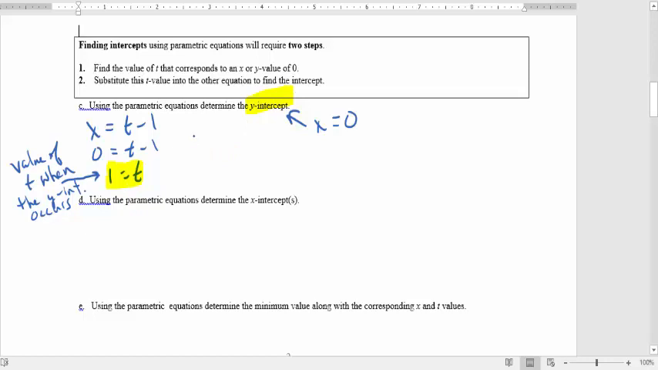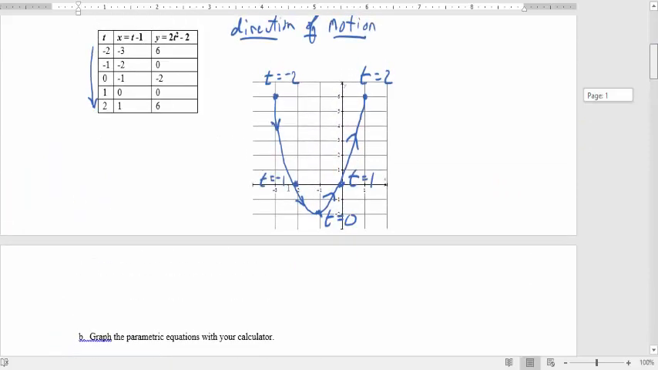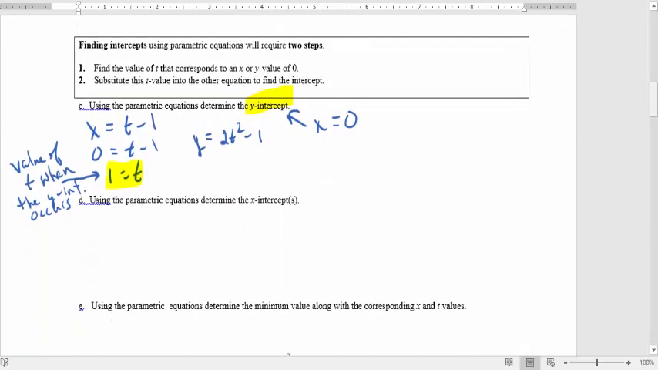So our other equation was y equals 2t squared minus 2. I'm substituting 1 for t. So y equals 2 times 1 squared minus 2. 1 squared is 1, times 2 is 2, minus 2 is 0. So y equals 0. That would be my y-intercept.